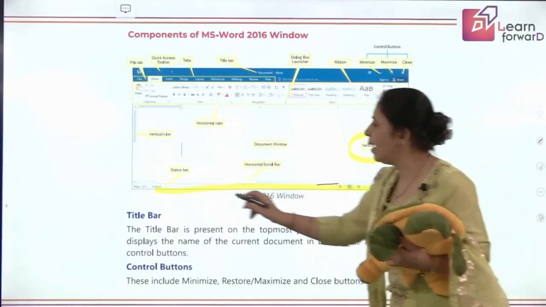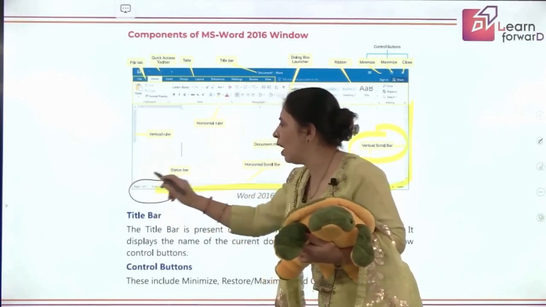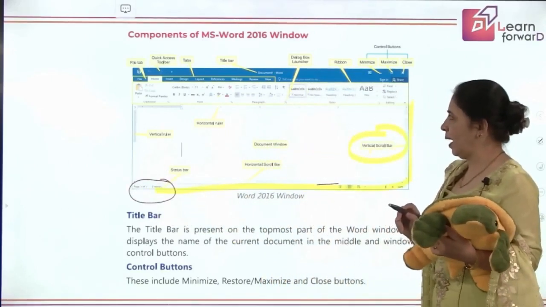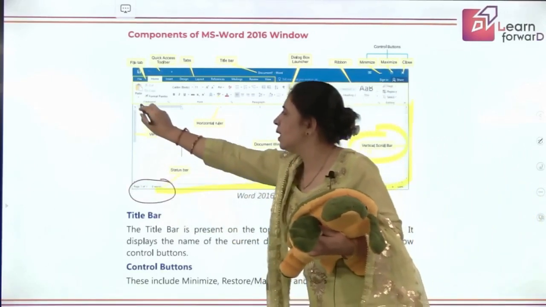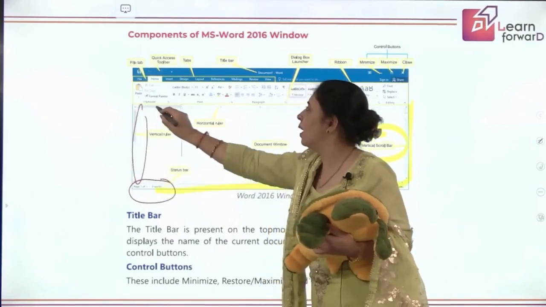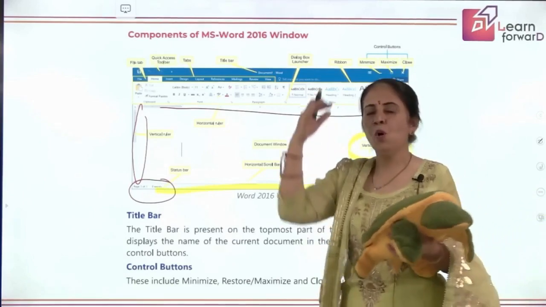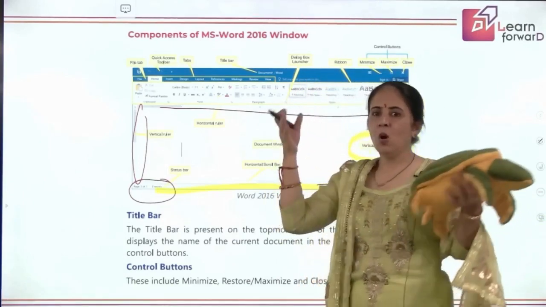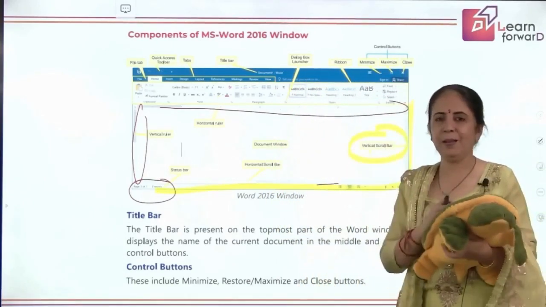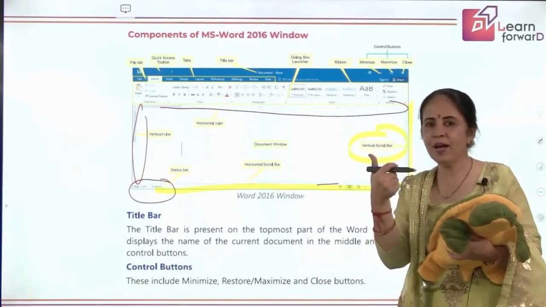Understood? And at the bottom here, we have a status bar, and along with that, you could see the vertical and the horizontal ruler, which help you to know what should be the size of your page horizontally and vertically. Understood? Shall we move ahead?